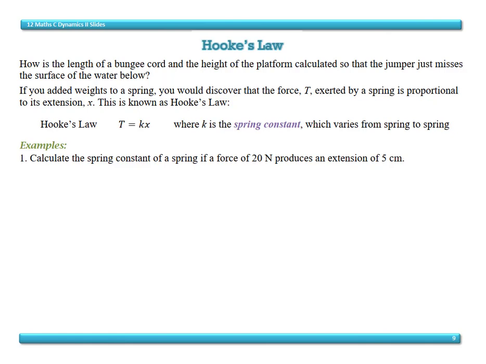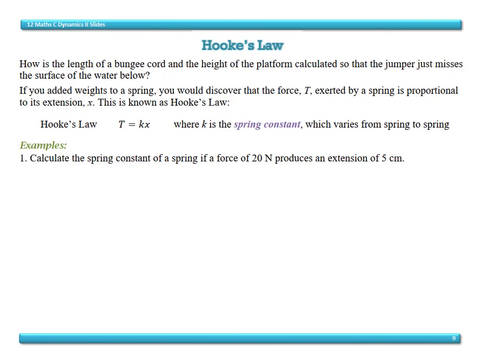Now, if you added weights to a spring, you would discover that the force T, or the tension exerted by the spring, is proportional to its extension x. That's known as Hooke's law. So Hooke's law: tension, or the force T, equals K times x, where K is the spring constant, and that K varies from spring to spring. So different types of springs will have different spring constants.